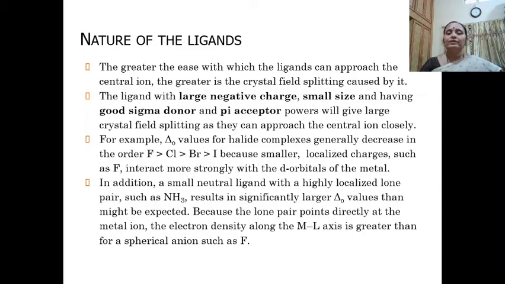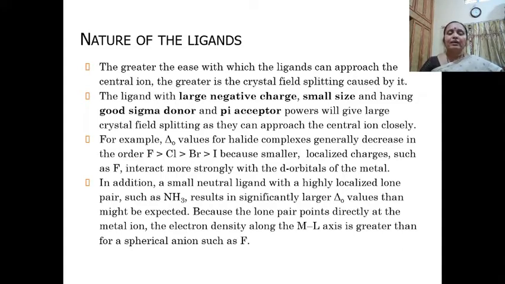Here, what we observe is, if the ligand has a high negative charge, a small size, and is a good sigma donor and a good pi acceptor, it will give a large crystal field splitting, because it is going to approach the central ion closely.